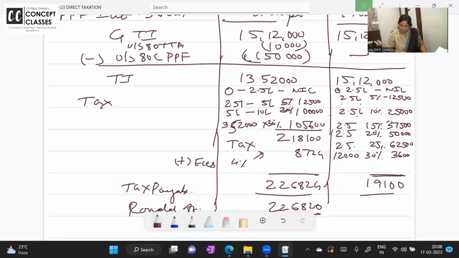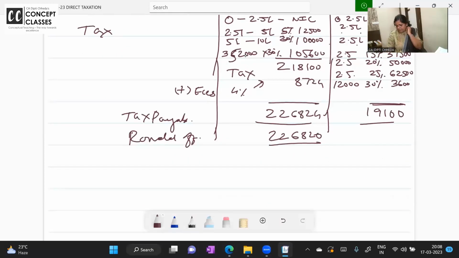1,91,100. And on that 4% is the cess, 7,644 is the cess, 4%, add it, and what is your tax payable? 1,91,100 plus this, 1,98,744. One second, dear students.